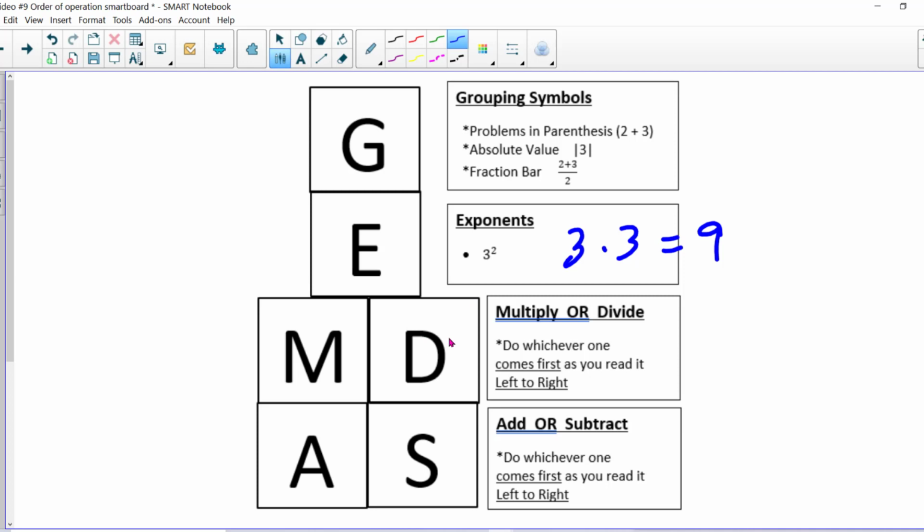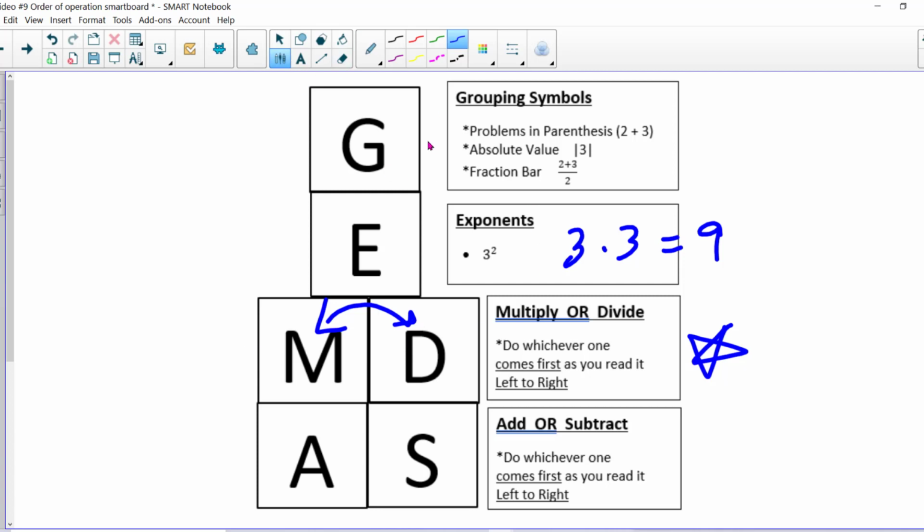and division. But notice it's multiply or divide, and here's the key part, whichever one comes first as you're reading it left to right. So that does not mean that you always multiply before you divide. You don't. These are interchangeable, so it depends on which one comes first in the problem. So if you had a division problem first, you would do that first, and then the multiplication.